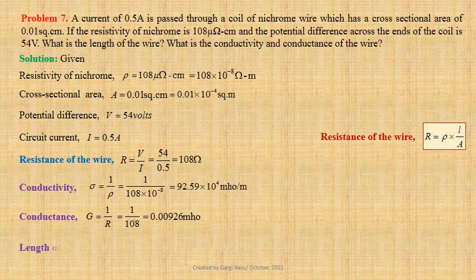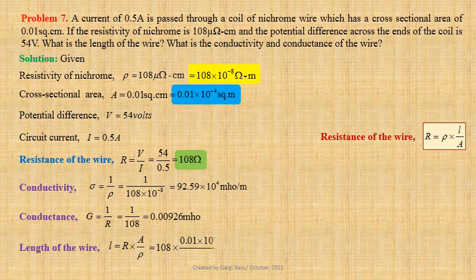Expression for resistance of the wire R equals rho into L by A. Therefore, length of the wire L equals R into A by rho. Using values we get 108 into 0.01 into 10 to the power minus 4 divided by 108 into 10 to the power minus 8, that gives us 100 meters.